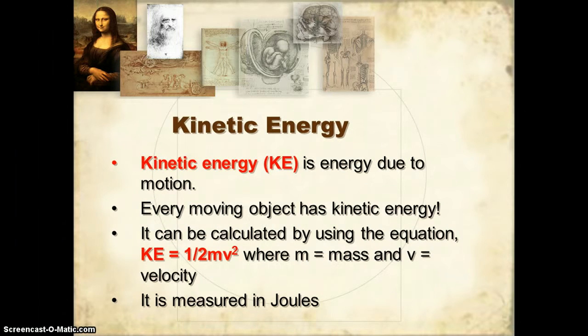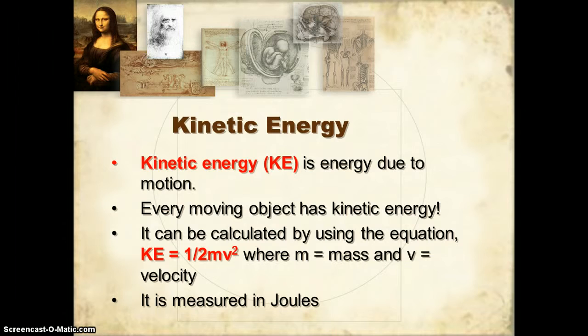The other type of mechanical energy that I mentioned is kinetic energy, and this is energy that's due to motion. Every moving object has kinetic energy, and we can calculate it very quickly by using the equation kinetic energy equals 1/2 m, where m is the mass, times v squared, where v is the velocity of the object. Kinetic energy is also measured in joules.